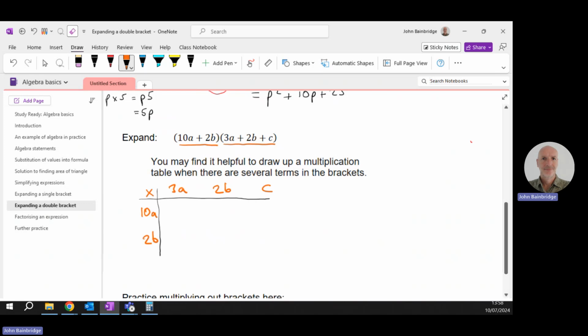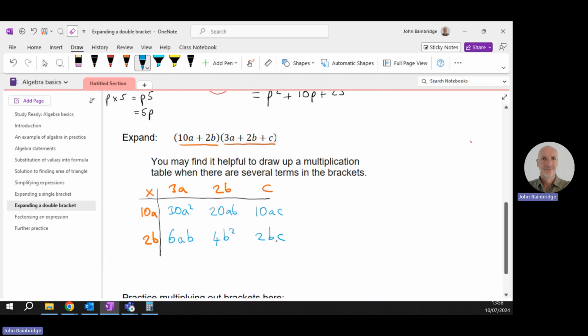And then I multiply them out like I would a multiplication table. So 10a times 3a is 30a squared. 10a times 2b is 20ab. 10a times c is 10ac. 2b times 3a is 6ba. So this is another convention: I will put the letters in alphabetical order, because I could put 6ba or 6ab. So I'll put 6ab. Then 2b times 2b is 4b squared, and 2b times c is 2bc.